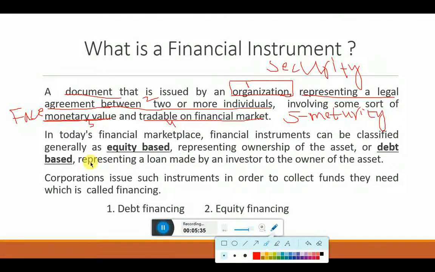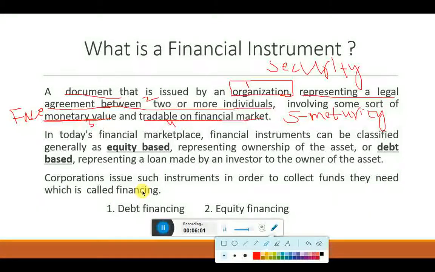So debt based security basically they represent that you have given a loan, and equity based financial instrument represent that you have invested and you are the owner of the assets with respect to the percentage of investment through the financial securities that you have made in that organization. Corporations issue such instruments in order to collect funds they need, which is called financing.